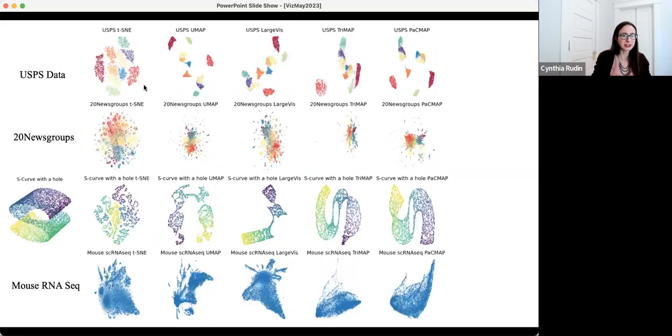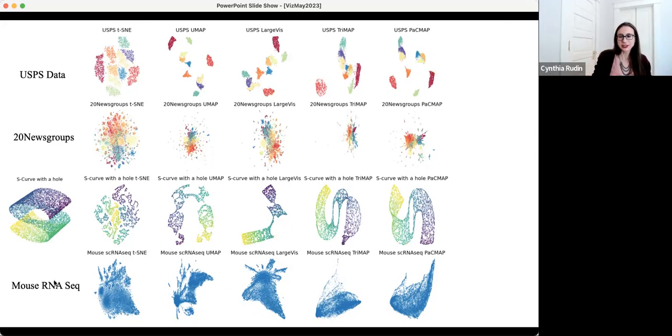This is another handwritten digit data set. This is a newsgroup data set where nothing does well, because apparently newsgroups tend to overlap a lot. So yeah, this is the S-curve of the whole. And you can see methods like t-SNE and UMAP just fail miserably on these because they're so nearsighted that they don't get the global structure.